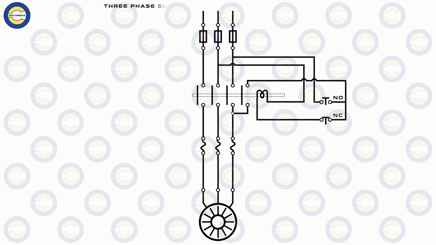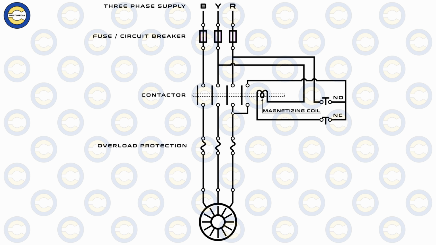First of all, a three-phase supply, indicated as R, Y, B, is fed through fuses or circuit breakers, which protect against short circuits. The supply then passes through a contactor, which is an electromagnetic switch operated by a magnetizing coil. We also have overload protection, which is typically a thermal overload relay that trips the circuit if the motor draws excessive current for too long. Thereafter, the three-phase supply finally finds its way into the three-phase induction motor.